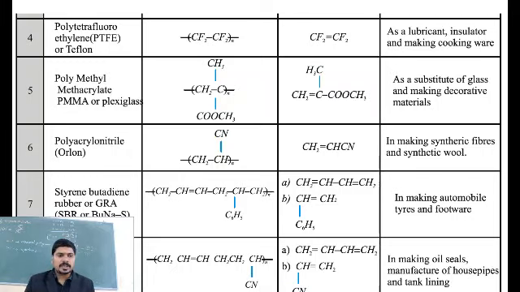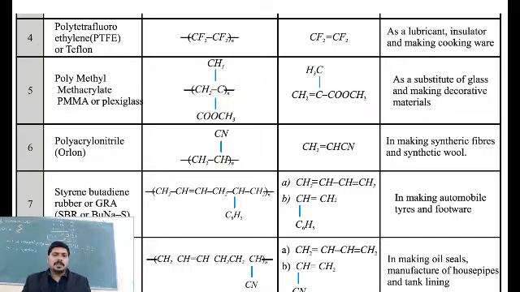And the next one we are going to have is styrene butadiene rubber, which we call SBR or Buna-S. So styrene butadiene rubber, SBR, is the short form. Buna-N or Buna-S. Buna-S indicates butadiene and styrene, that is why we call it 1,3-butadiene and styrene. These two are the monomers.